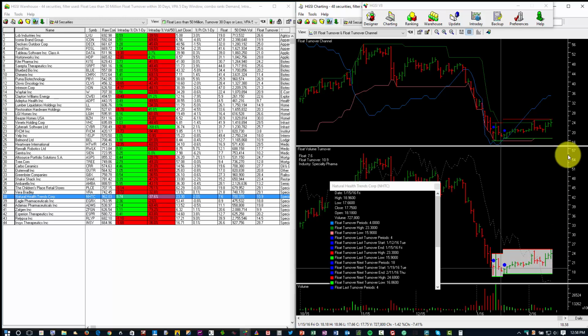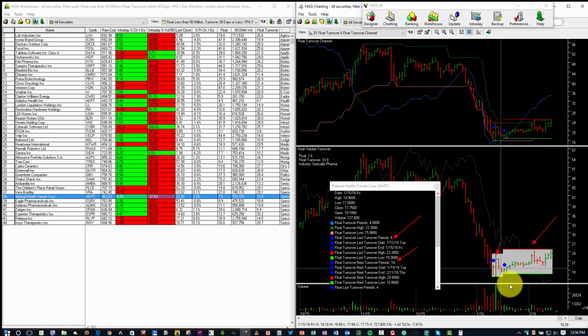Because the volume was so extreme compared to this volume up here or this volume over here, this float turnover period was only 4 days. You can see it here. Now if I look ahead to the next period, so here is this float turnover period, and here is the next turnover period, which was 18 days.